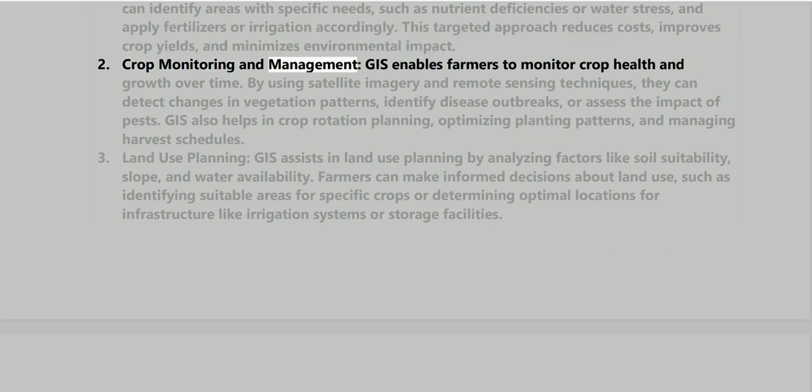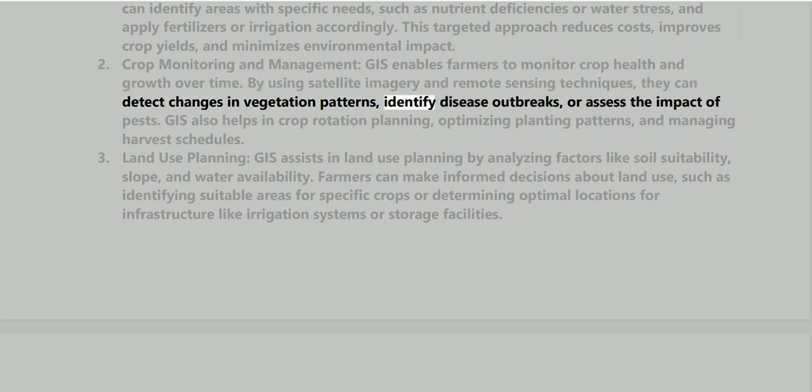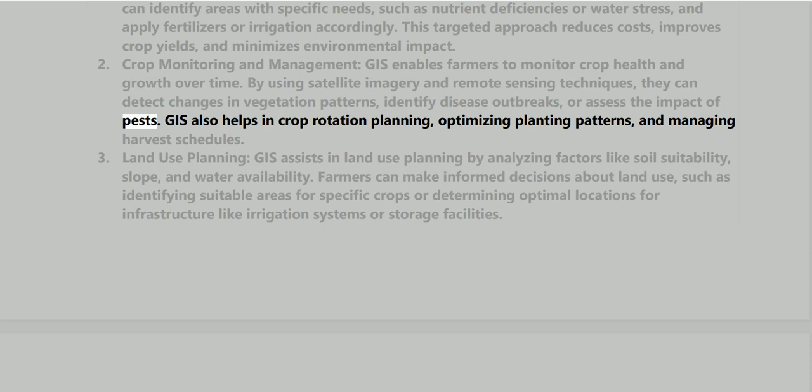2. Crop monitoring and management. GIS enables farmers to monitor crop health and growth over time. By using satellite imagery and remote sensing techniques, they can detect changes in vegetation patterns, identify disease outbreaks, or assess the impact of pests. GIS also helps in crop rotation planning, optimizing planting patterns, and managing harvest schedules.